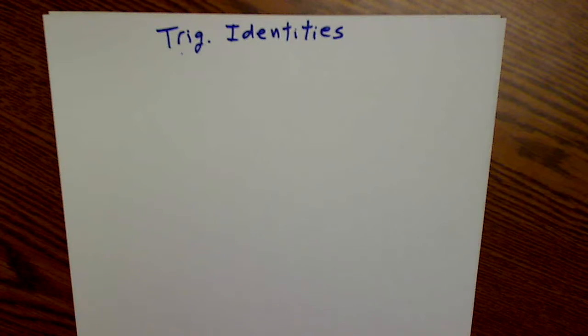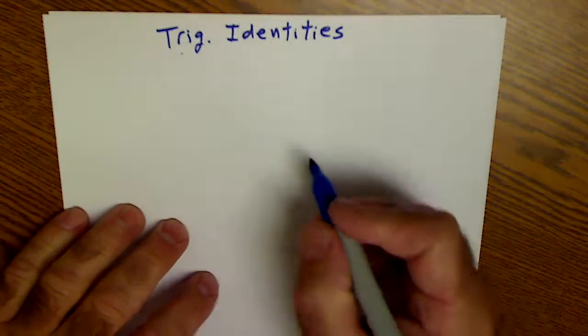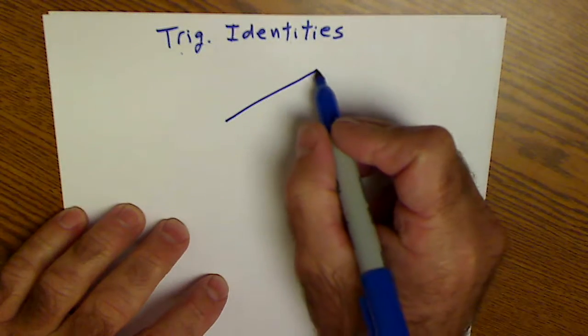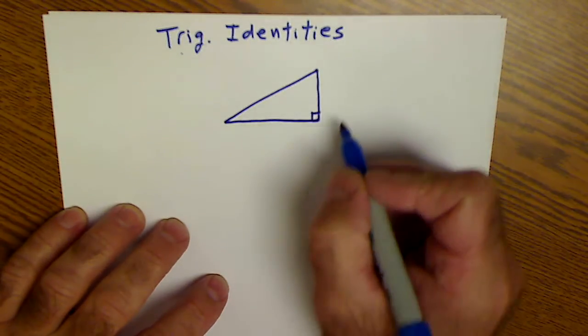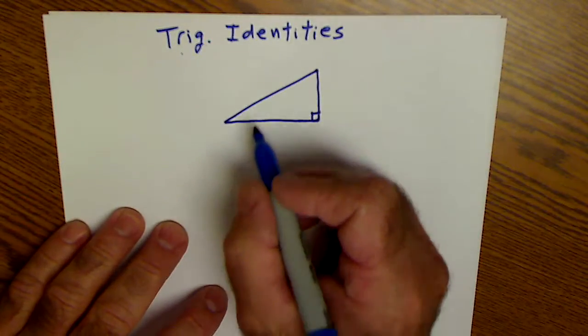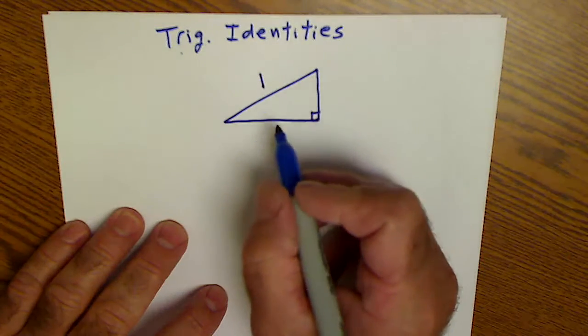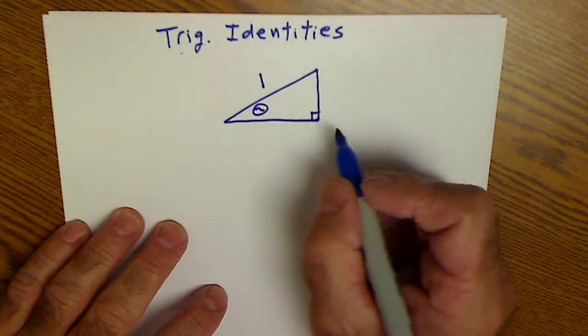Okay, here we are looking at trig identities. You don't have to memorize them if you understand where they come from. So all of it's based on a right triangle drawn inside of a unit circle. The definition of a unit circle: it has a radius of 1. This is my angle theta.